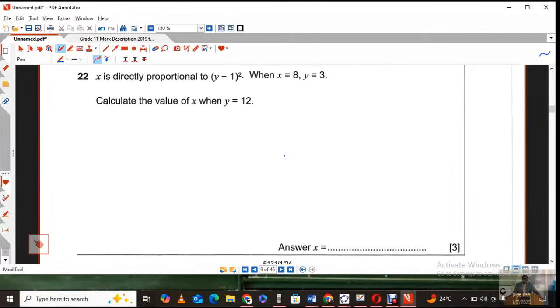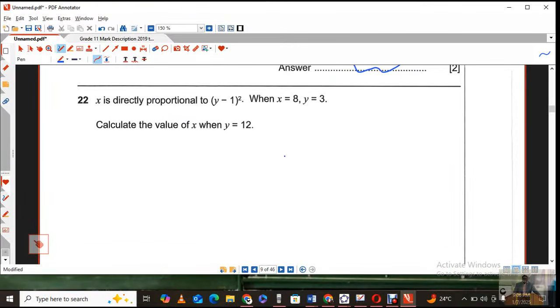Question 21, somewhat nice algebra, although it's proportion, but there's algebra involved, okay? Directly proportional, they say x is directly proportional.